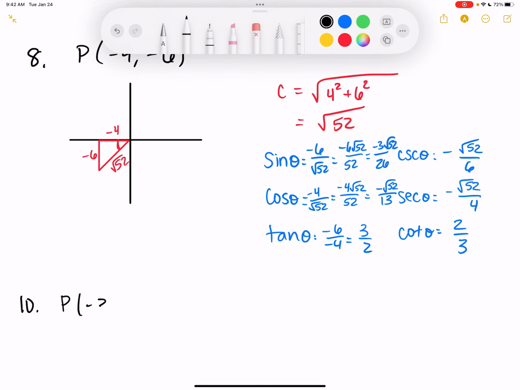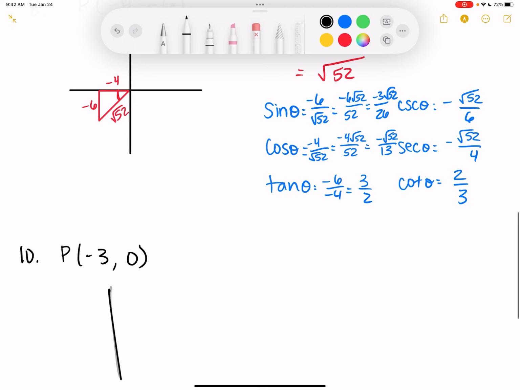All right, number 10. The point negative 3, 0. So, where is that going to fall? On the x-axis. So, it's going to be back here. Obviously, can't make a triangle with that. So, what would that mean? It's undefined. Undefined.